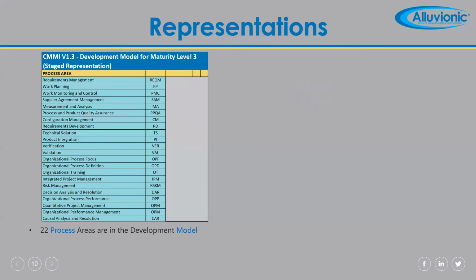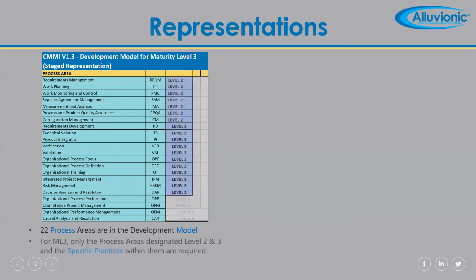All right, so here, again, the example is a firm seeking maturity level 3 for development. We're going to step through the logic discussed earlier. We'll start here with the V1.3 stage representation of the model for development. The constellation is comprised of 22 process areas, as you can see on screen. But since we desire only maturity level 3, only 18 PAs are applicable. And these are the ones labeled level 2 and 3 up there.